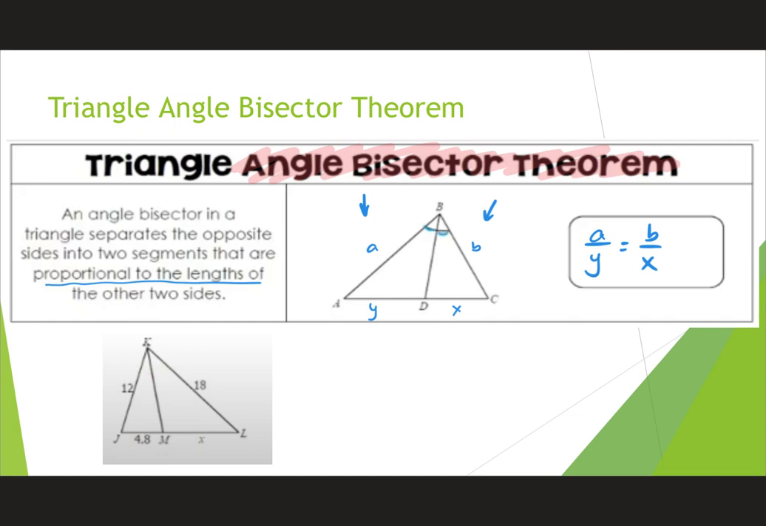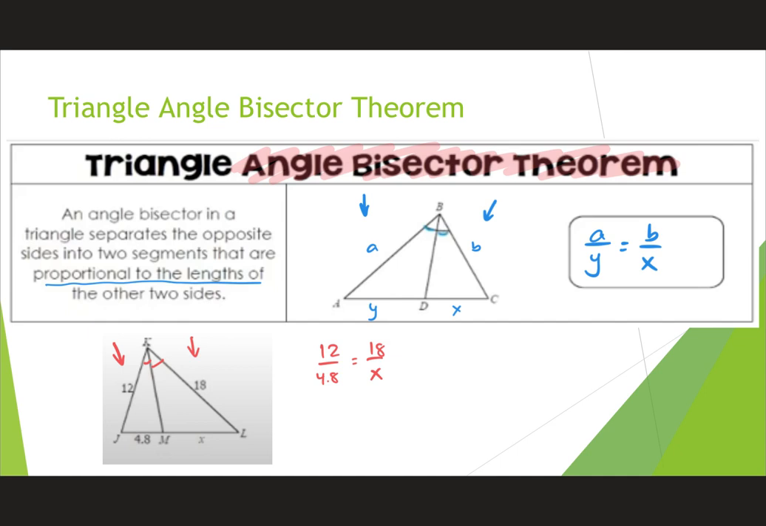So let's go ahead and solve this bottom one. All right, so we have an angle bisector. It's not marked, but I assure you it's there. Ta-da, there it is. This side of the triangle is proportionate to this side of the triangle. So I set this up, and it's going to be 12 over 4.8 is equal to 18 over x.